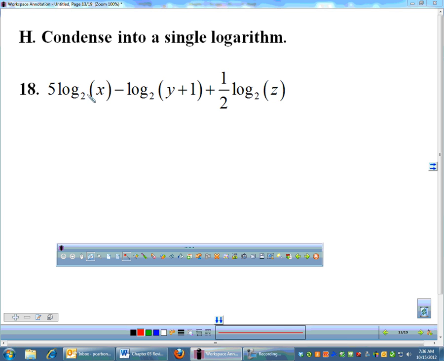Okay, going in the opposite direction, now we're going to condense. I'm giving you a whole bunch of logs. I want you to write it as a single log. So I'm going to do the opposite of what I was just doing.